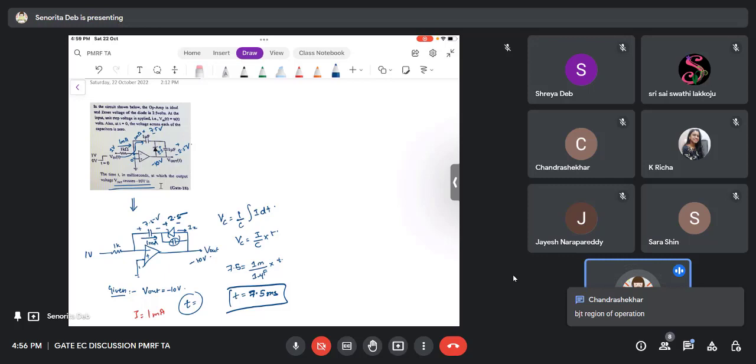BJT region of operation. Okay, so you want it with graphs and all that, you want explanation, because they won't be asking direct, I think. DC analysis is what defines the region of operation, so that with questions. Okay, I think region of operation direct questions are few, but amplifiers is what they ask more. That is when the BJT is already in active region of operation. So I'll try to find out some problems.